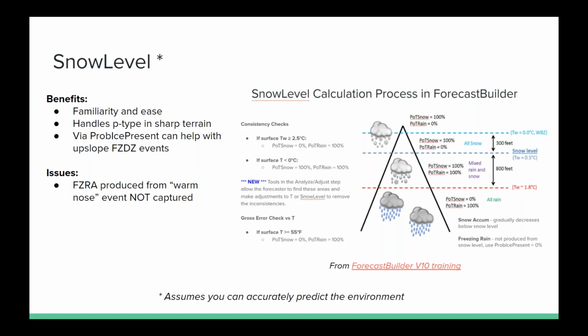You can see the process as noted on the right, and you can utilize the Prob Ice Present grid there to help with some of those upslope kind of freezing drizzle events. Unfortunately, for those, I would say, more rare occasions where you get, let's say, an atmospheric river come across and warm air gets aloft over cold air that's stuck in valleys, those freezing rain events are not captured via the SnowLevel process.